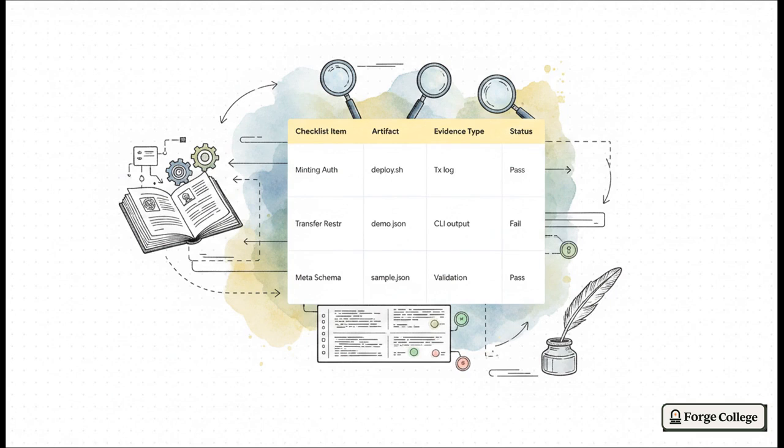Notice how it lays everything out. You've got the claim, why it matters, the specific artifact, the type of evidence, and a super clear pass/fail status. For instance, minting authority verified. It proves controlled issuance, points right to the deploy_mint.sh script, uses a transaction log as evidence, and gets a big ol' pass. When you present your capstone like this, you're making the reviewer's job absolutely trivial.